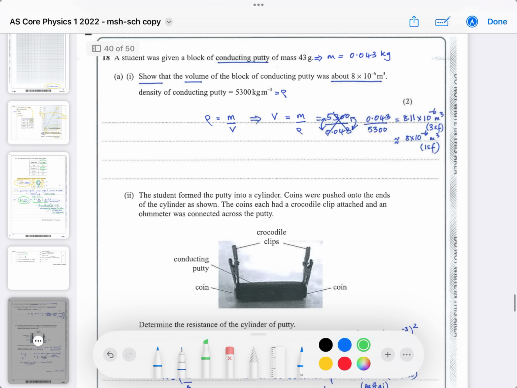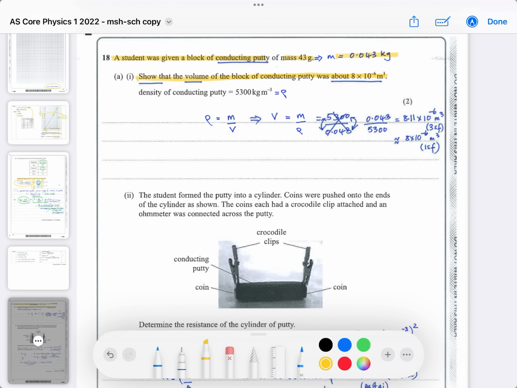Question 18, the last question. Wow, I've not done one of these papers in one go before, at least not for a while. The student was given a block of something called conducting putty. Mass was given, so you've got to change to kilograms. Show that the volume of the block was about this.